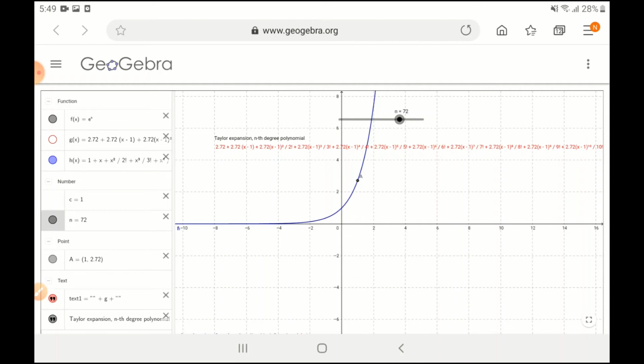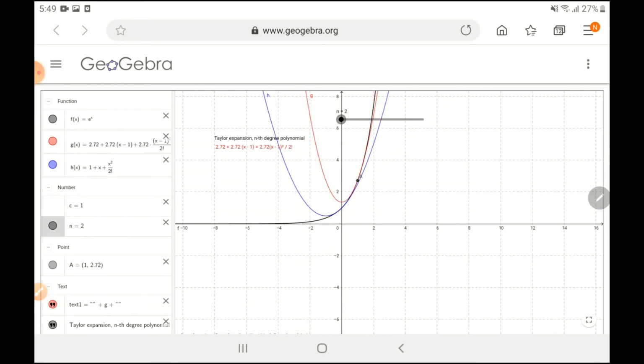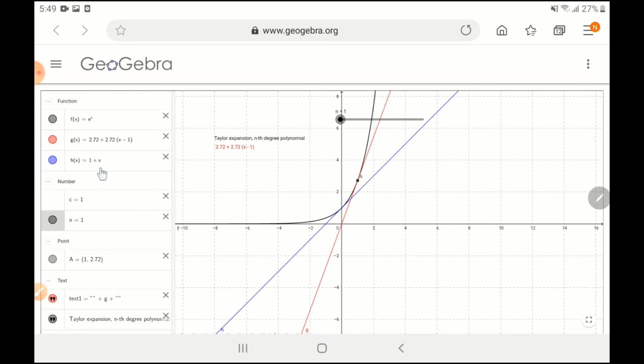But what makes it different? If it's not different, why should we learn both? Why don't we just learn Taylor, or just Maclaurin only? This is when it gets very interesting. Let's go back to n equals 0. Remember, the red one is our Taylor series, and the blue one is our Maclaurin series.